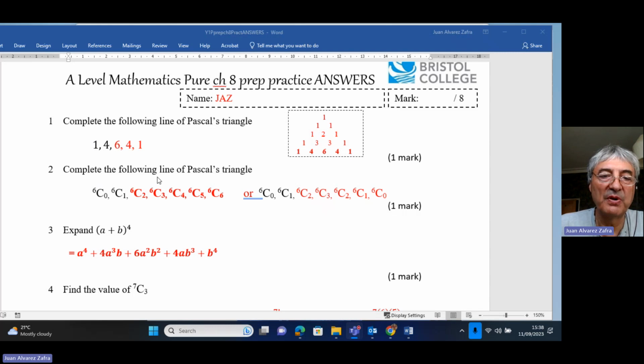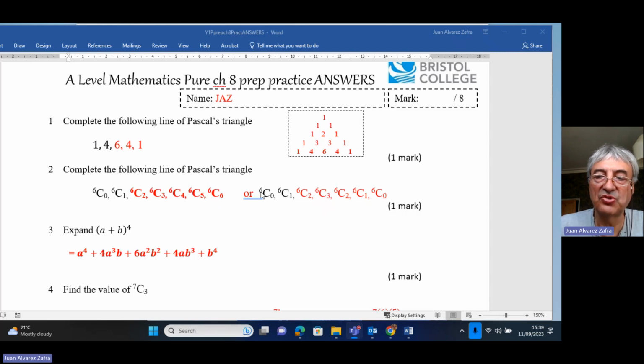So question 2, complete the following line of Pascal's triangle. Well, there's something called nCr, which is combinatorics. If you have a certain number of distinct objects and you want to look at the number of ways of choosing r objects from them, that's nCr, or n choose r. So the sixth line of Pascal's triangle, the one that starts 1, 6, is 6 choose 0, 6 choose 1, and then continues 6 choose 2, 6 choose 3, 6 choose 4, 6 choose 5, 6 choose 6.